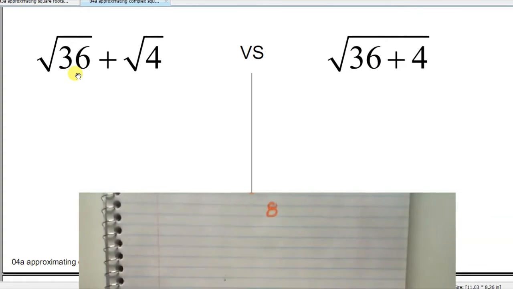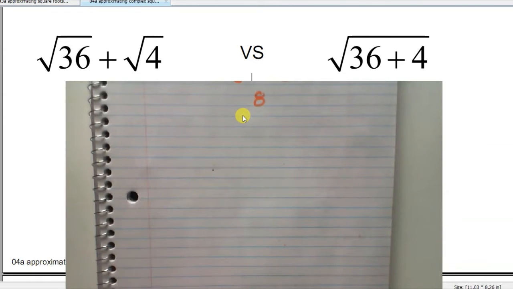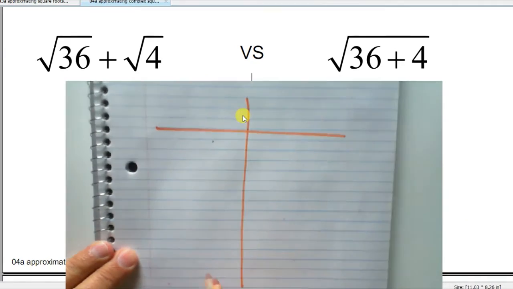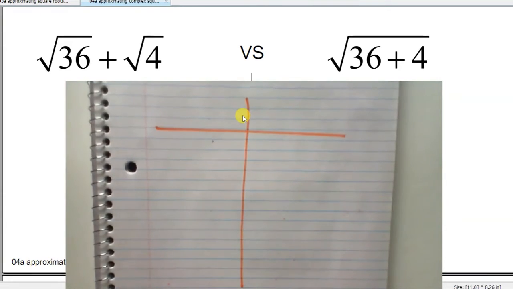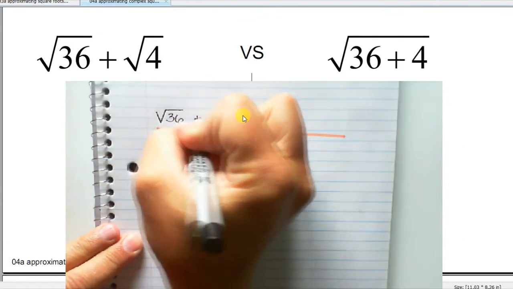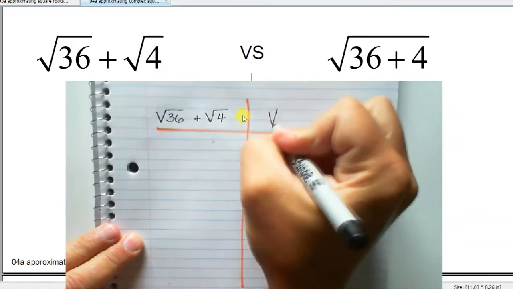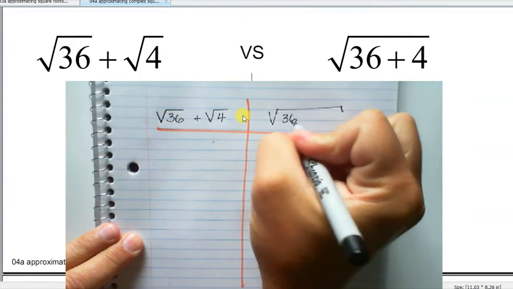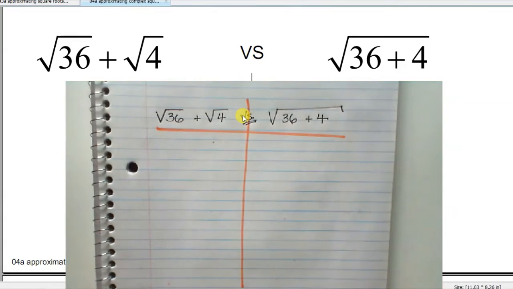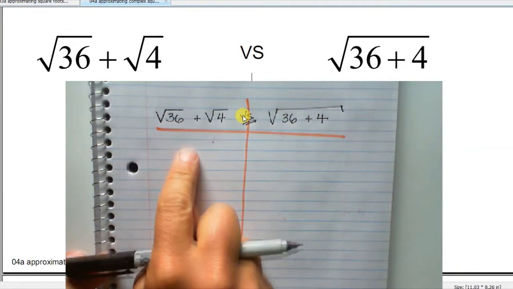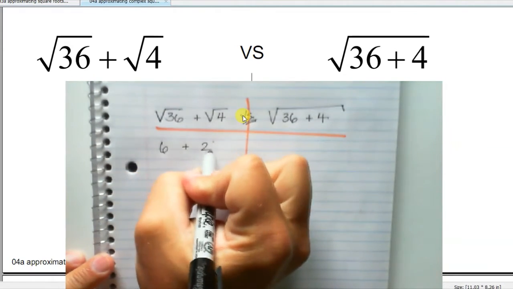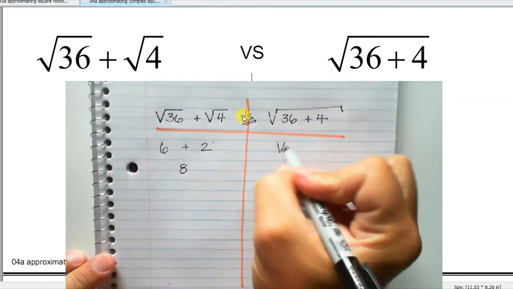Well, let's do this one in our notes. So we have the square root of 36 plus the square root of 4, or we have the square root of 36 plus 4. Here, it's going to be square root, then add. This one's going to be add, then square root. So this is 6 plus 2, which is 8. This is the square root of 40.